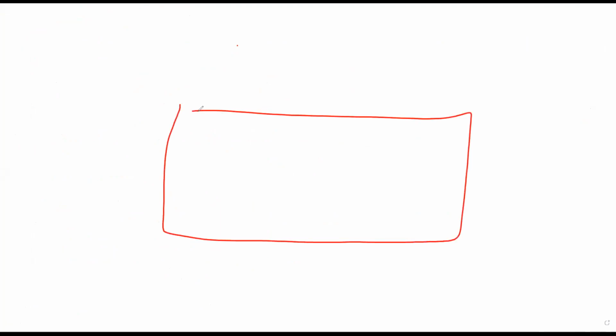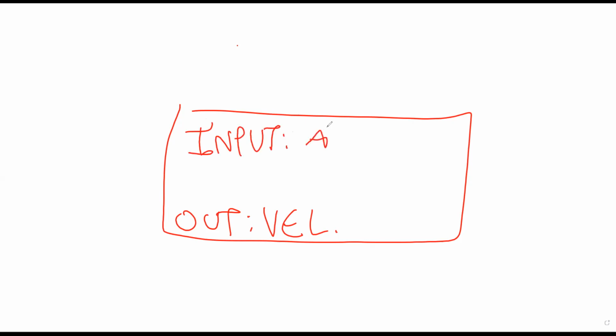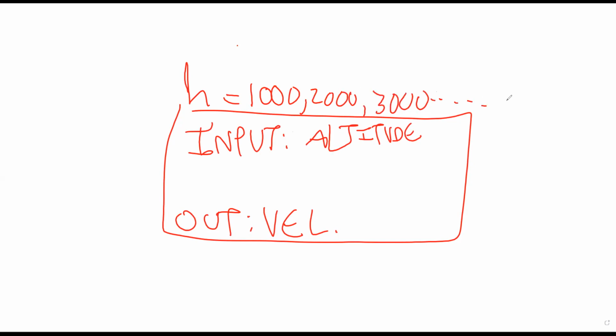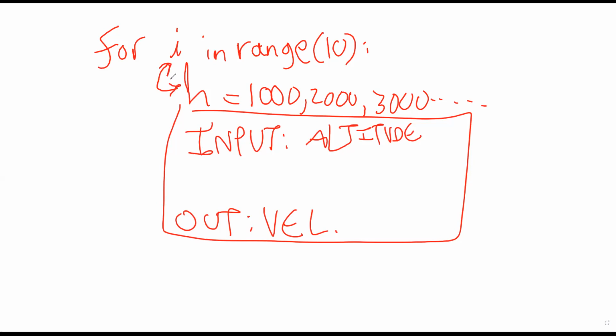So if we're thinking about how to structure this, one way to do it would be this. Here we have our velocity calculator. It spits out velocity. Input is altitude, right? So what I want to do each time that I run this is have a new altitude, 1,000, 2,000, 3,000, whatever. So what I'm going to want to do in my loop, say I do a for loop, and say I run it just like 10 times, I'm going to want to relate that loop variable and that h.